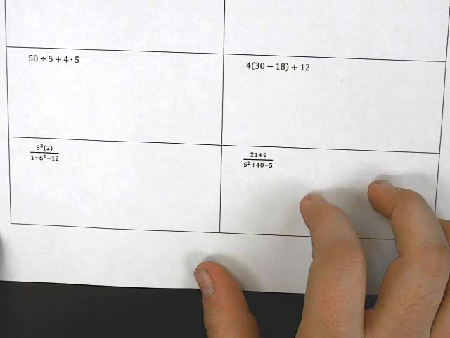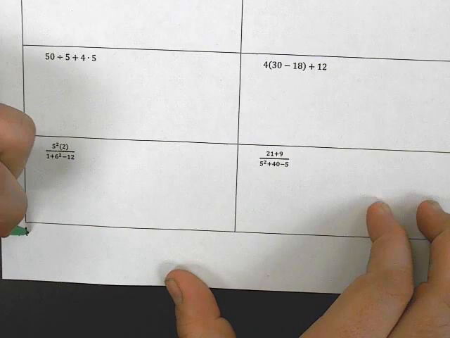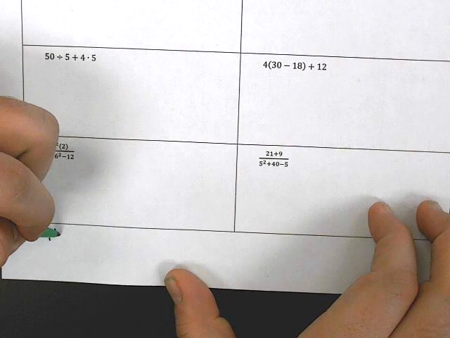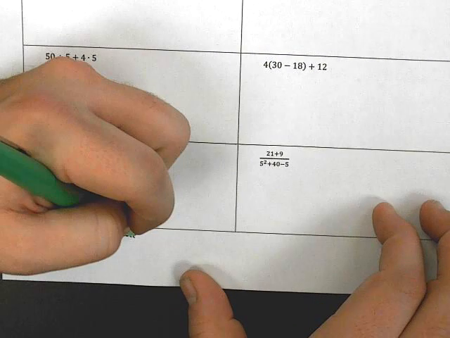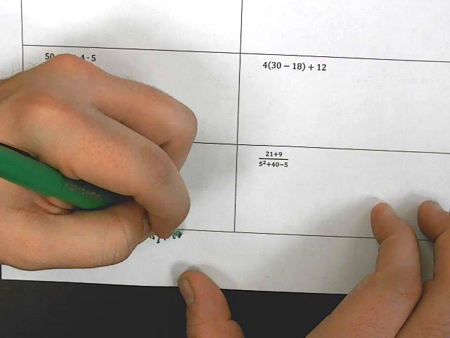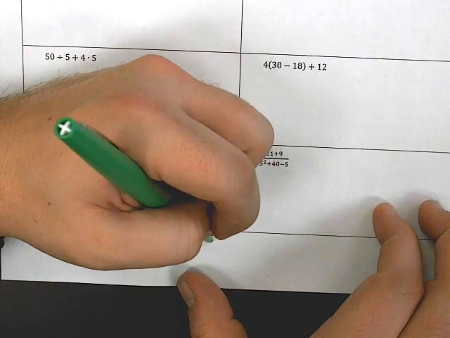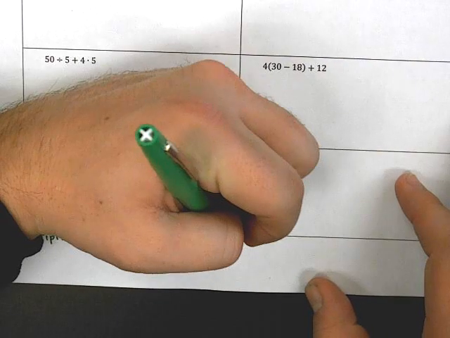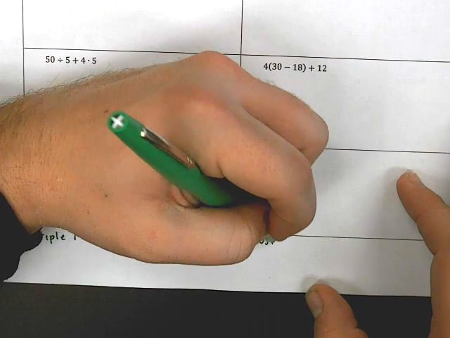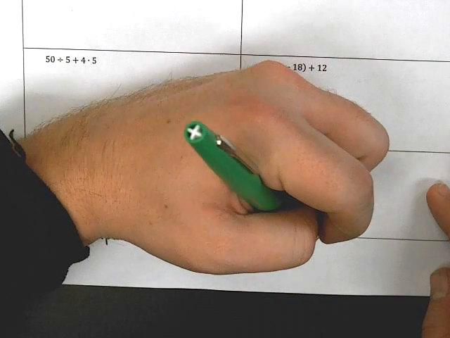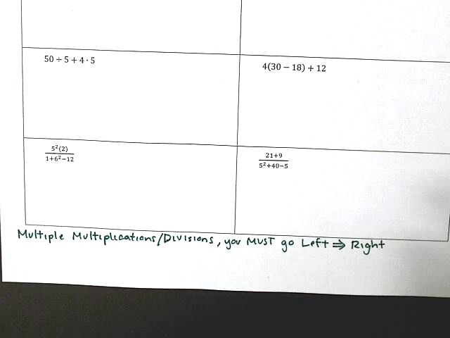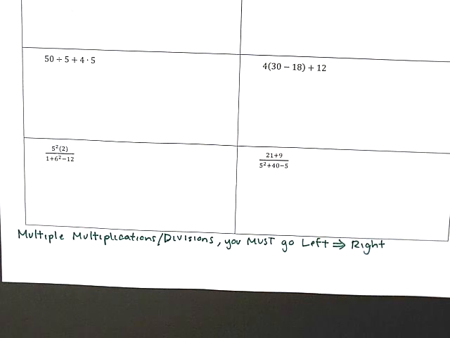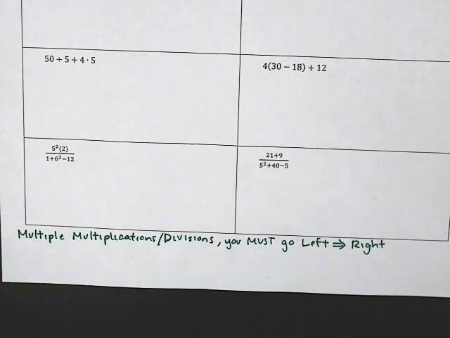So you need to understand when there are multiple multiplications or divisions, you must go left to right. And I'm sorry, I'm lefty. I know it's hard, so you guys are going to have to take some notes after the fact. Okay? When there's multiple multiplications and divisions, you must go left to right.